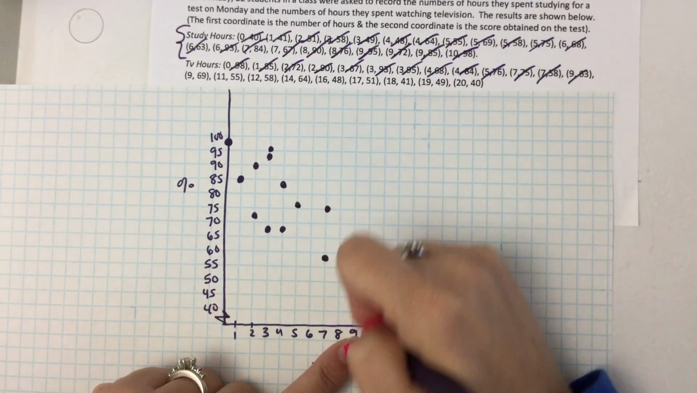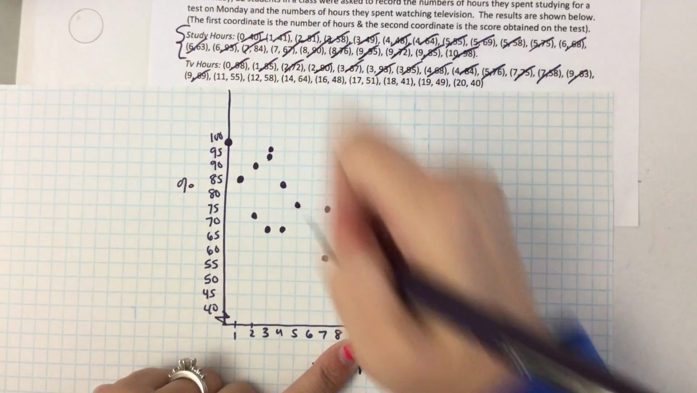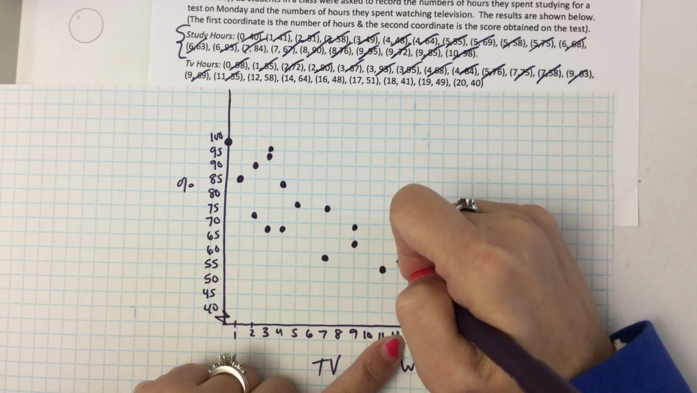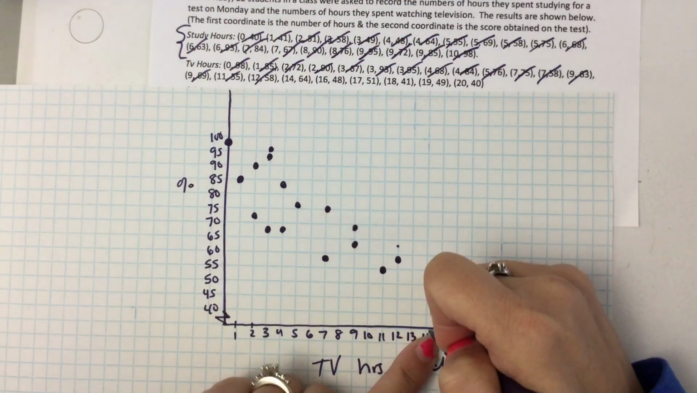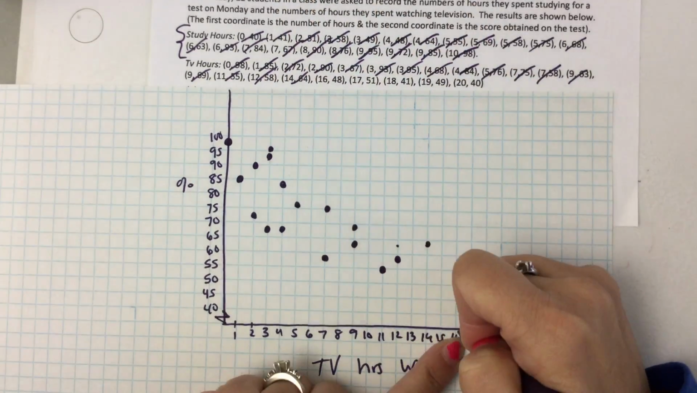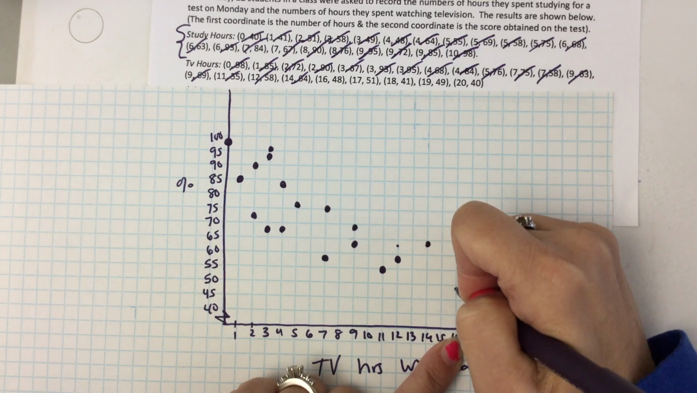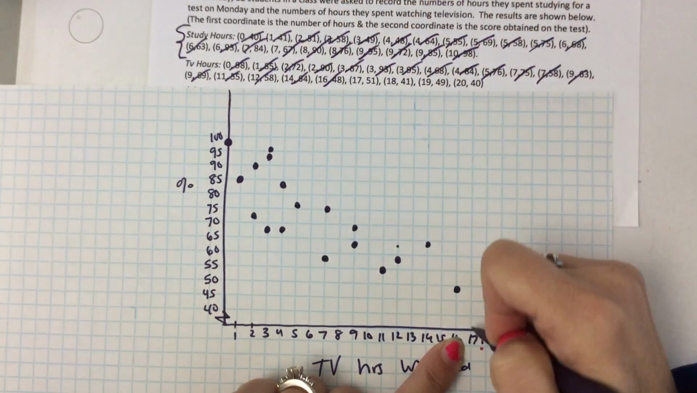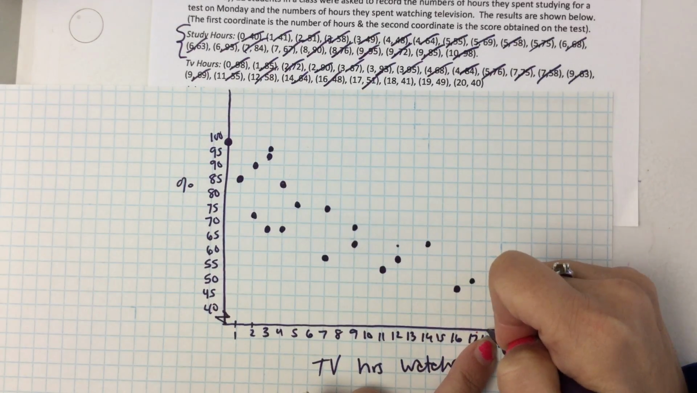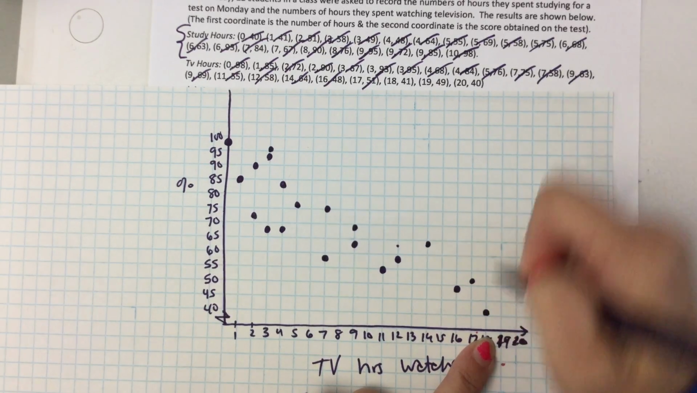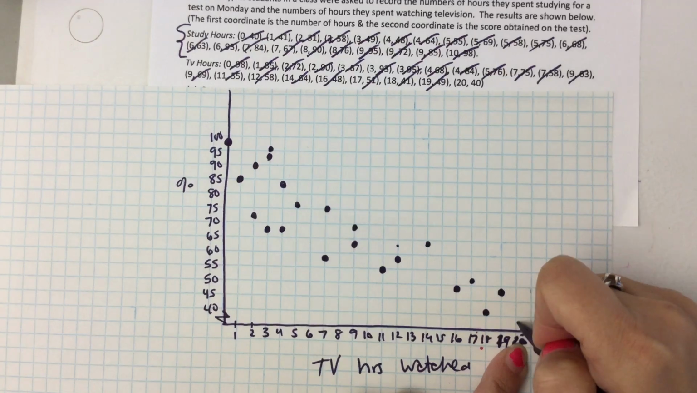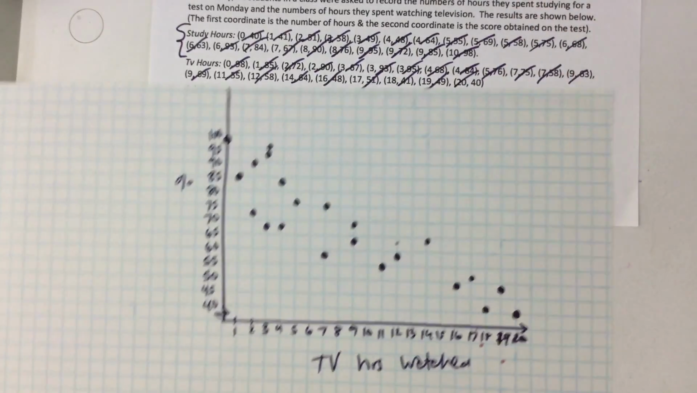9 hours of watching TV. 63 on the test Monday. 9 hours, 69. 11 hours, scored a 55. 12 hours, scored a 58. 14 hours of TV, got a 64 on the test. 16, got a 48. 17, got a 51. 18, oh, 18 was a 41. 19, 49. And 20, got a 40. Okay, so there is my scatter plot.